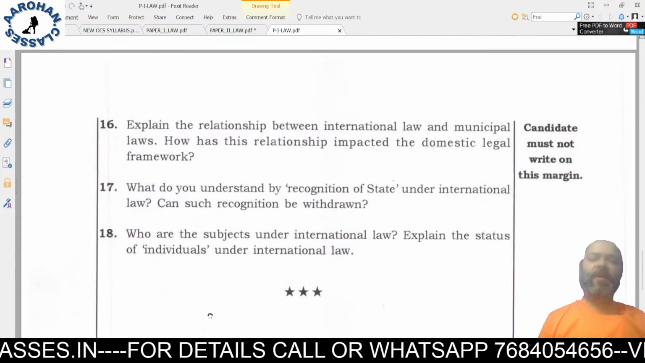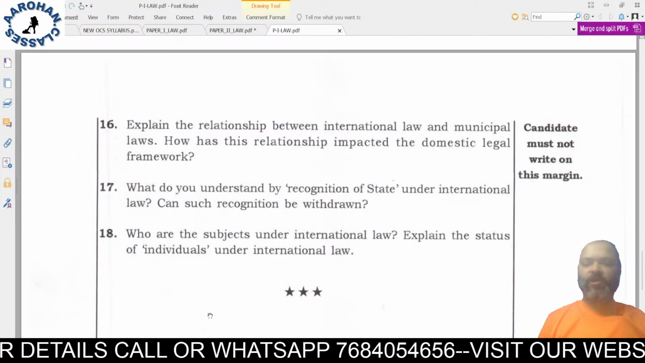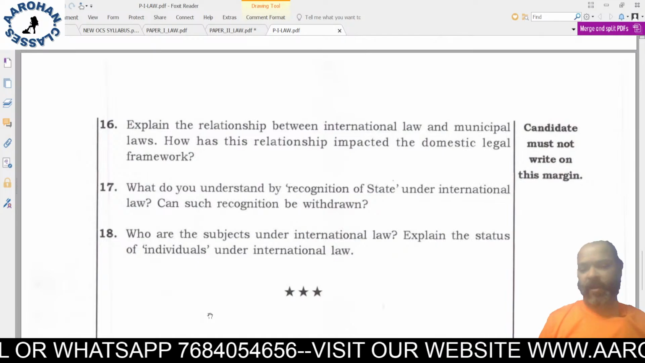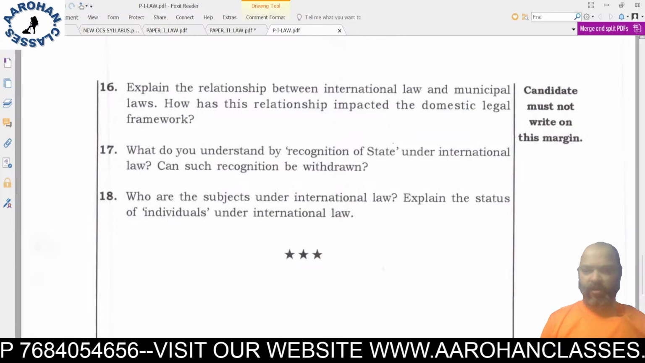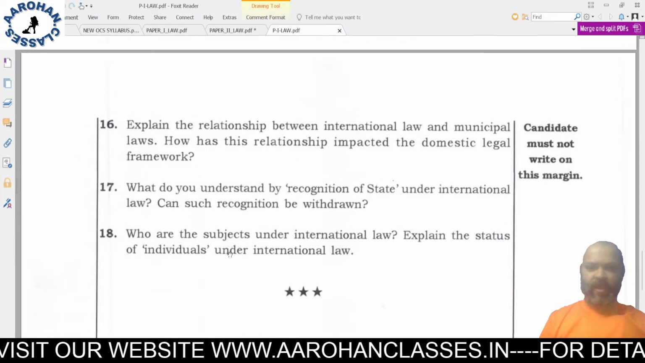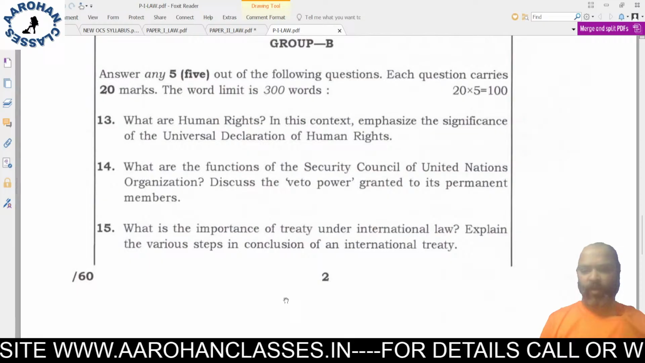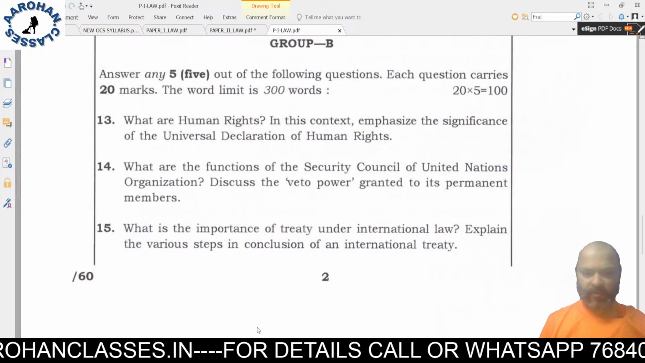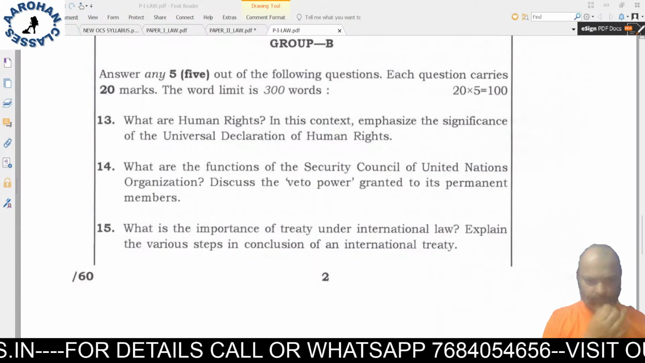What do you understand by recognition of state under international law? Can such recognition be withdrawn? Who are the subjects under international law? Explain the status of individuals under international law. So 6 questions are there. You have to write any 5 of them, 1 question you can leave. So this is paper 1. Similarly, that year's paper 2.